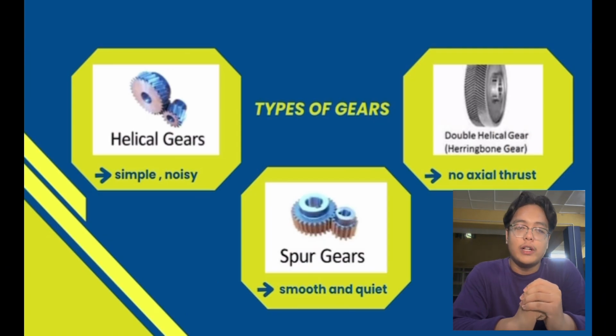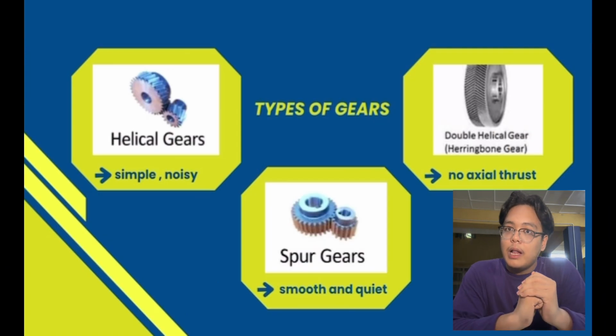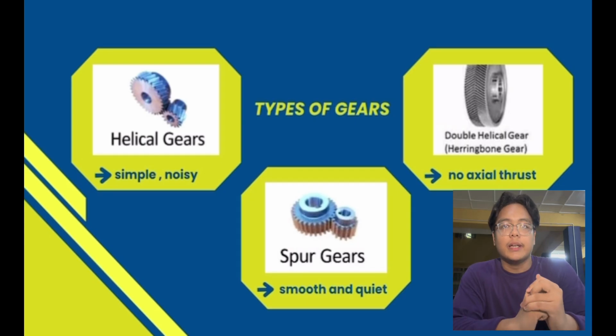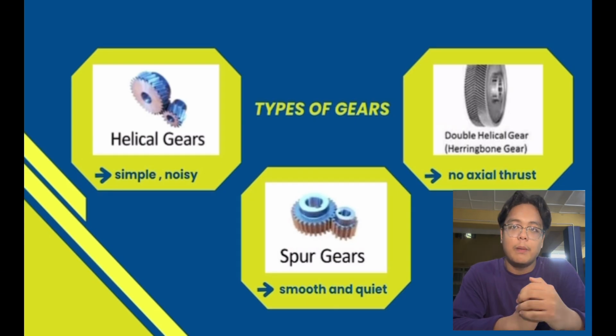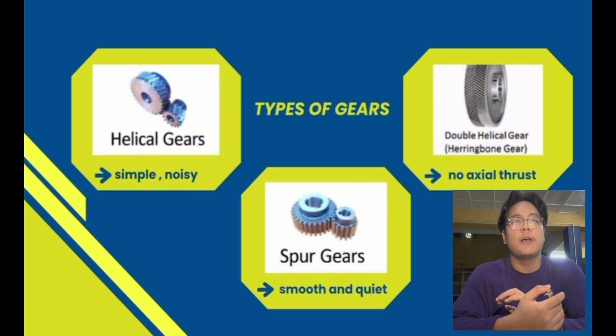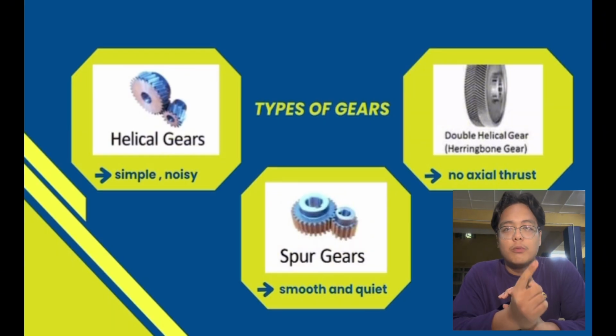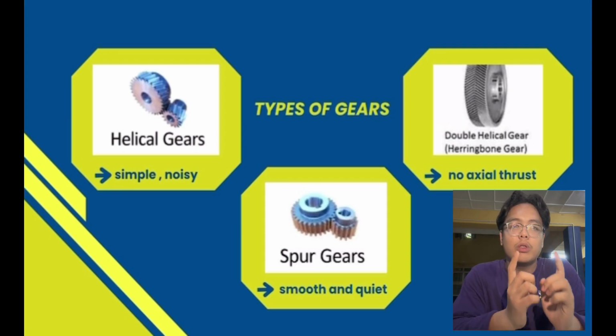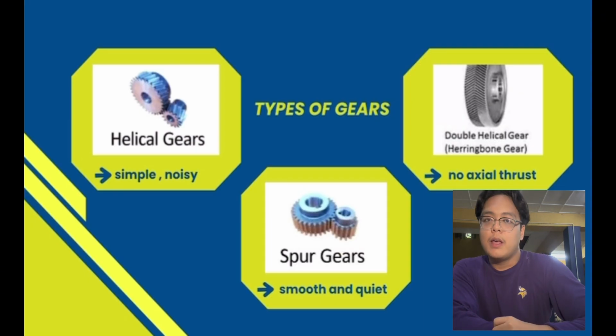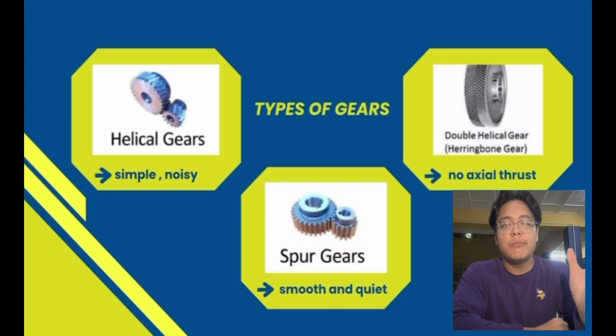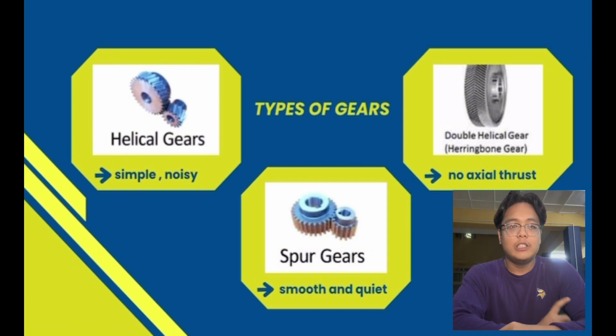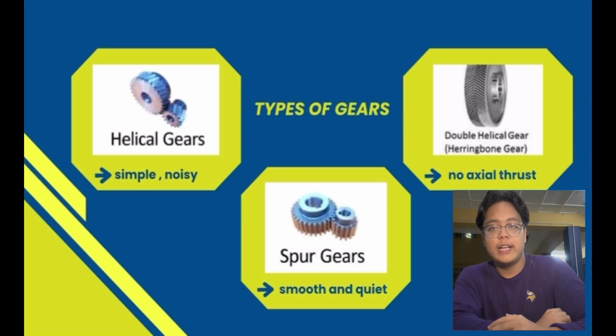Next, we got types of gears. First is the spur gear, which is simple in design but can be noisy at high speed. That's the pros and cons. Next is the helical gear, which operates more smoothly and quietly because more teeth are in contact. Then we have the herringbone gear, which is designed to eliminate axial thrust and provide smooth operation. Moving on to the next slide.